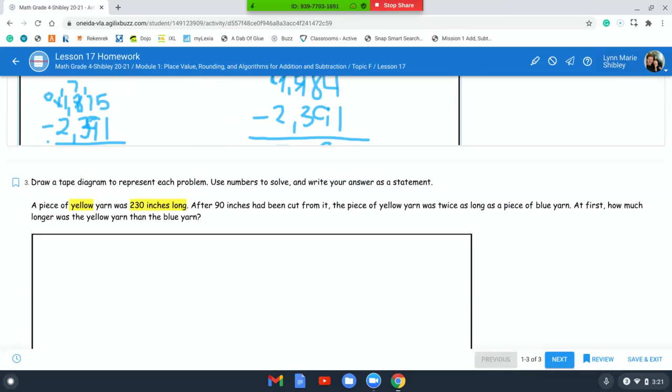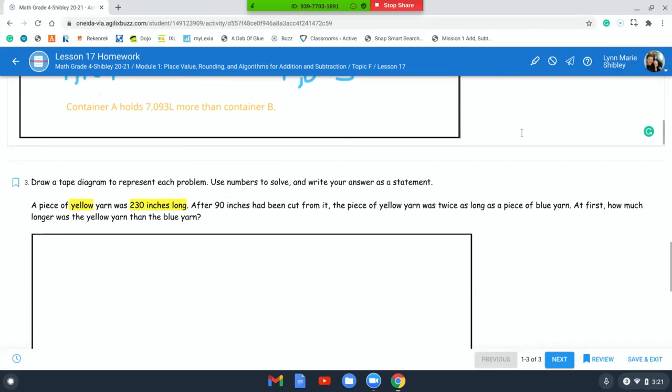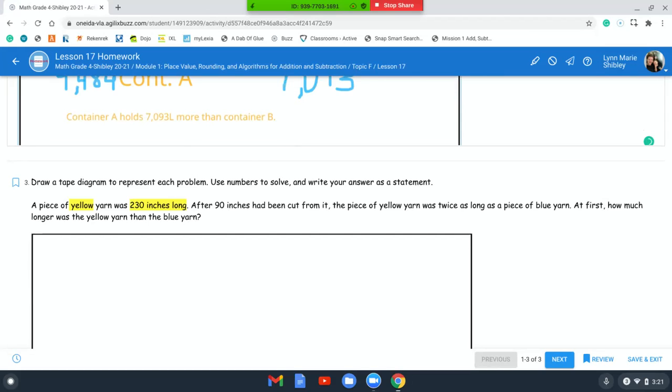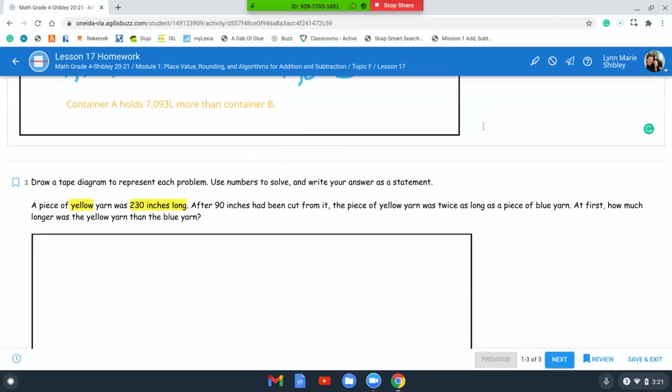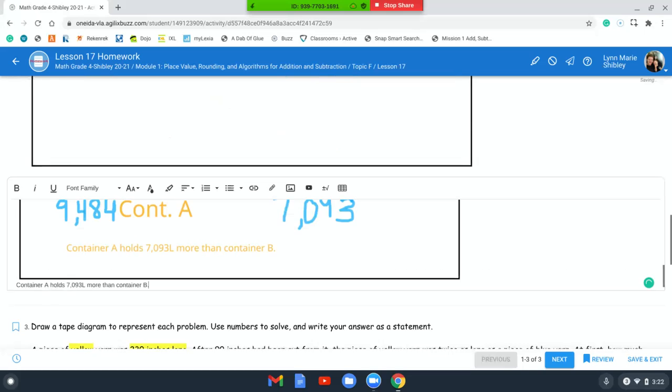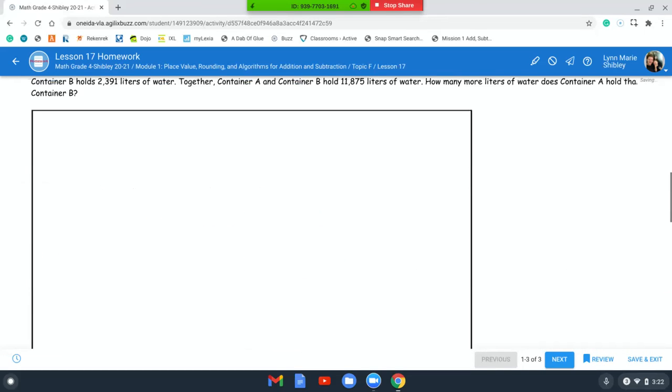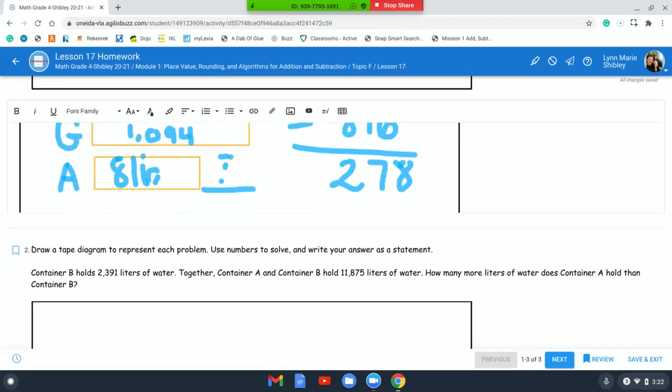If I did not want to type my answer there, but I had to do my tape diagram, I could click next to where I put my picture. Okay, and there we go, click right next to it. And then you can type underneath. So container A holds 7,093 liters more than container B. Okay, so all of my work is there for me, just like in problem number 1.